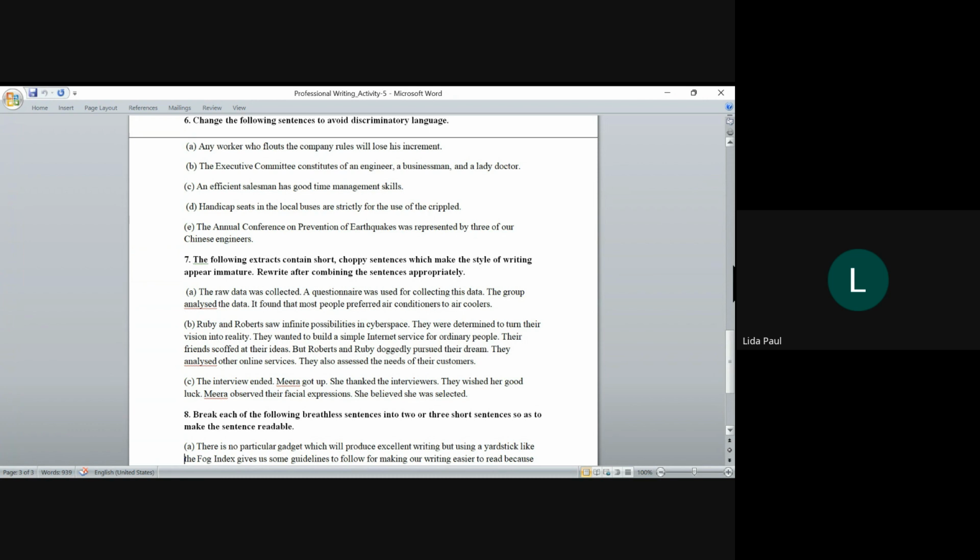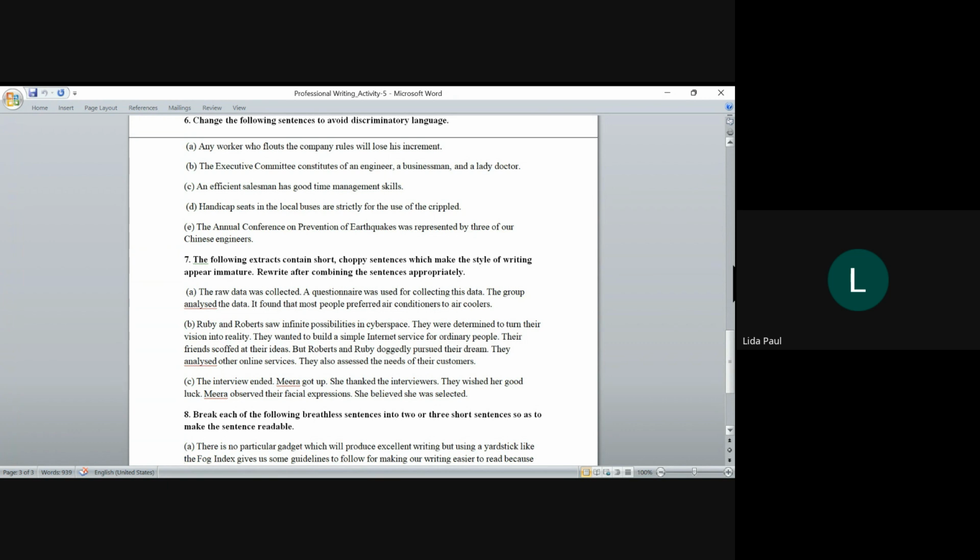I think this one has more sentences. Let's see how we can make it better. Ruby and Robert saw infinite possibilities in cyberspace. They were determined to turn their vision into reality. They wanted to build a simple internet service for ordinary people. Their friends scoffed at their ideas, but Robert and Ruby doggedly pursued their dream. They analyzed other online services. They also assessed the needs of their customers.